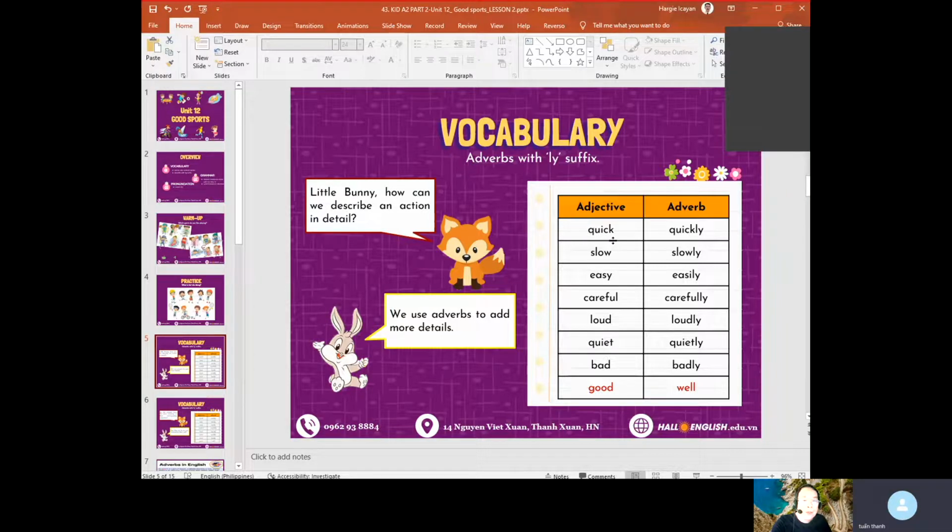Adjective quick, slow, long, easy, careful, large, wild, bad, good. Okay, now, all of these are adjectives.